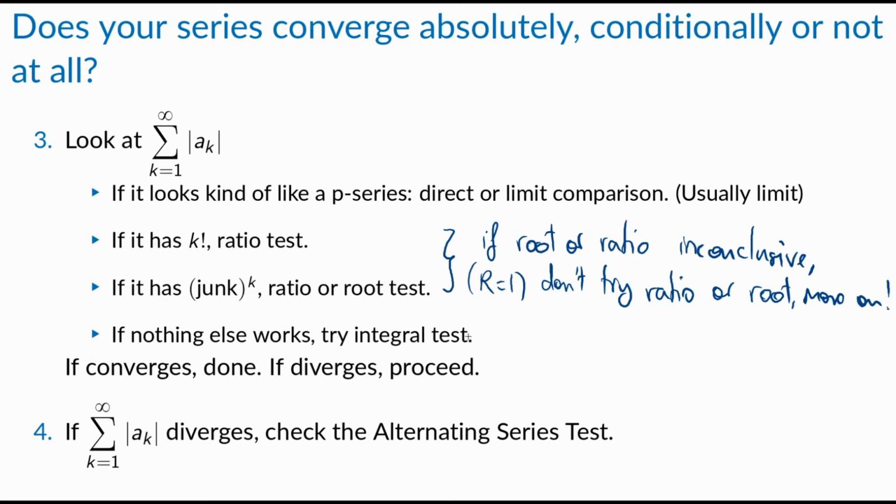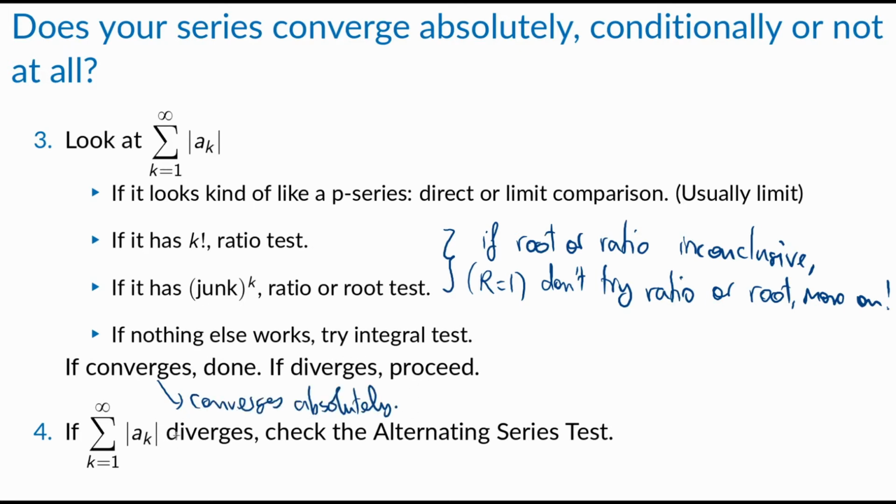Then if you really can't come up with anything else, you can't figure out a direct or a limit comparison, ratio or root don't actually help you out, they're inconclusive. If nothing else works, try the integral test. Okay, and then if it converges, you're done. It means it converges absolutely.